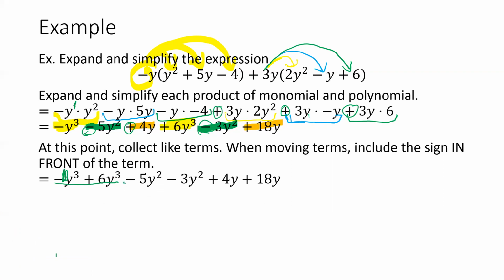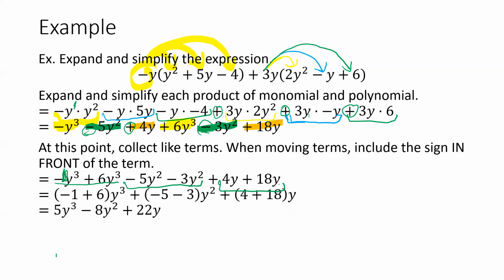Then we have negative 5y squared minus 3y squared. That's going to give us negative 8. And the last one here is going to be pretty easy. 4y plus 18y is going to be 22y. So we end up with, and again, I'm showing all the steps here of how we're actually finding the coefficient, negative 1 plus 6 is going to give us 5. Negative 5 minus 3 is going to give us negative 8.